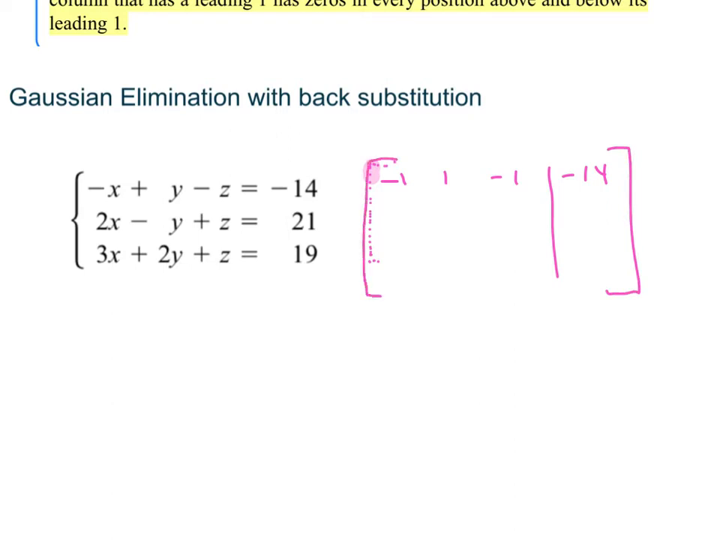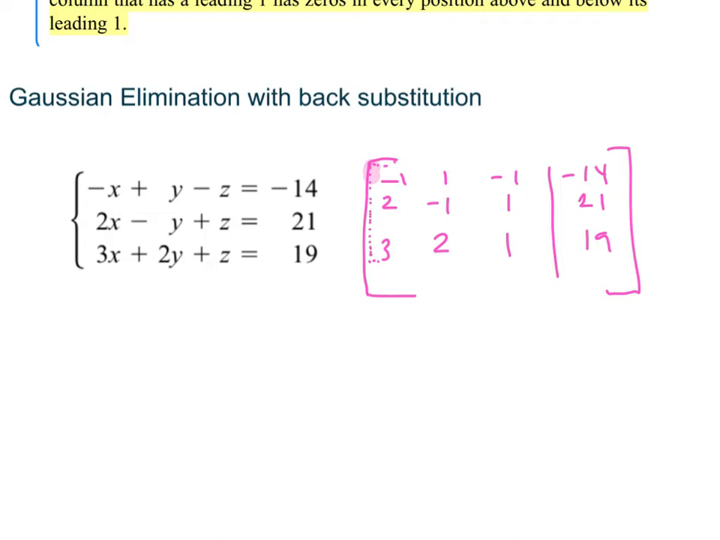What would our second row be? 2, negative 2, 1, and 21. And then our third row? 3, 2, 1, 19. Awesome.